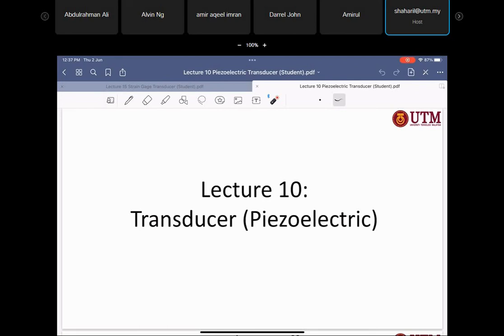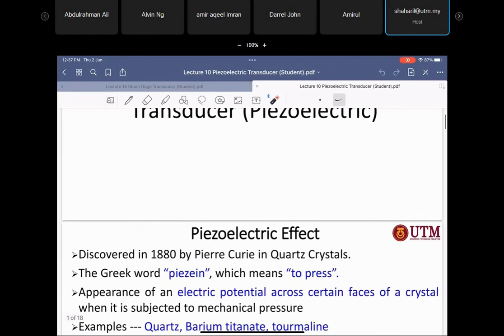Okay, so let's go through the topic of piezoelectric. A good thing about the piezoelectric transducer is it can act as a sensor, and also it can act as an actuator. Okay, let's look at it.